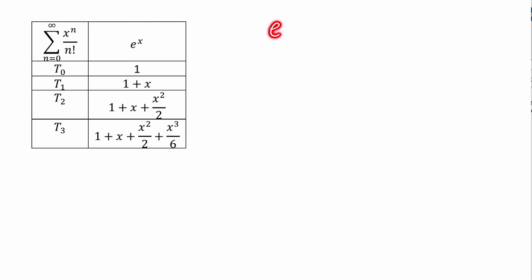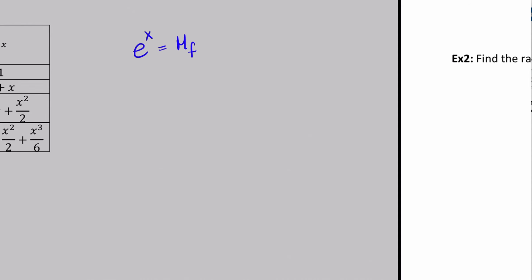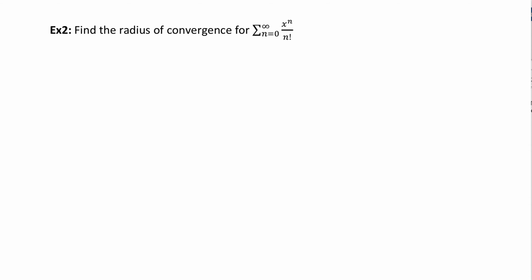It turns out that indeed e to the x is equal to a Maclaurin expansion, and I'm going to show it. The first step for me to show this is that the expansion that we found actually converges. So let me do that here. Find the radius of convergence for the series from n equals 0 to infinity of x to the n over n factorial. We know how to do this, right? I'm going to use the ratio test.